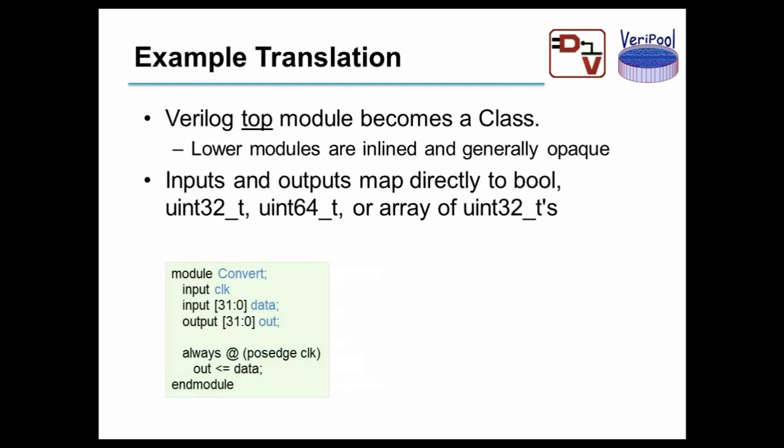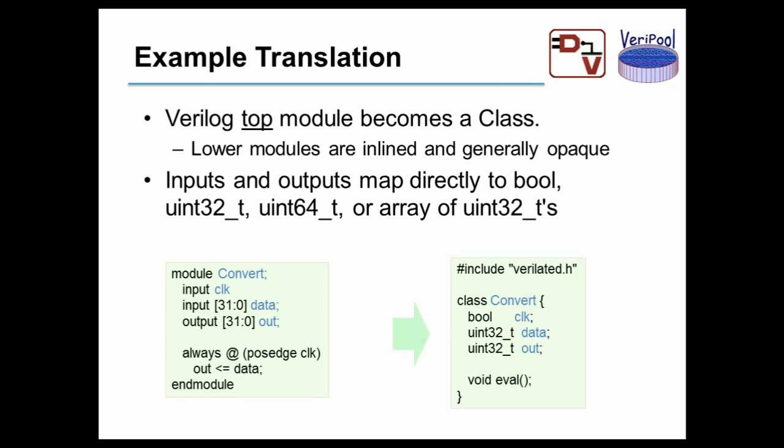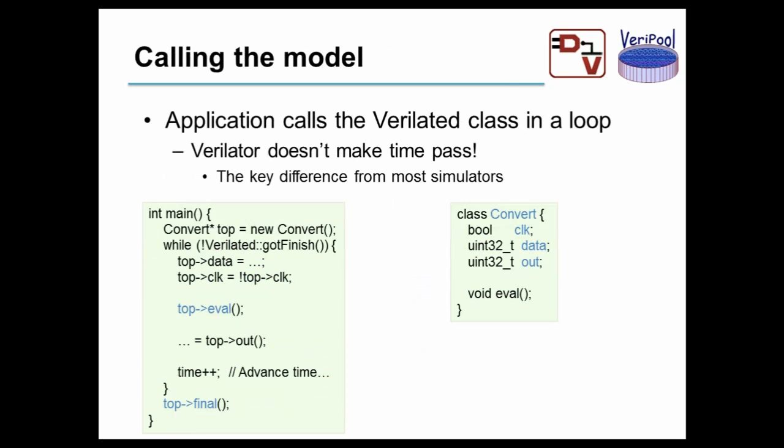What does it do after it runs, assuming you're doing more than just linting? Well, basically, the top level of your Verilog file, so here we have this little convert module with an input and output and clock, becomes in the output a C++ class. So you see a class here, and then there's member variables for each of the inputs and outputs, and then this function called eval.